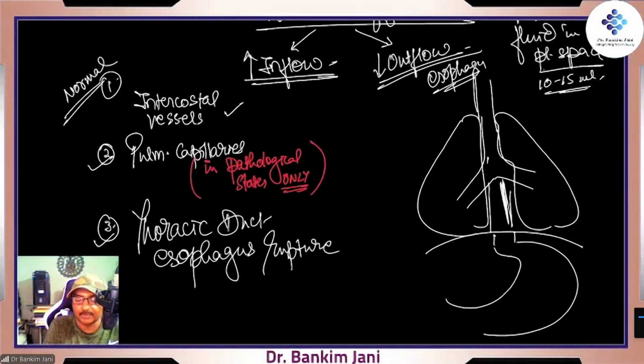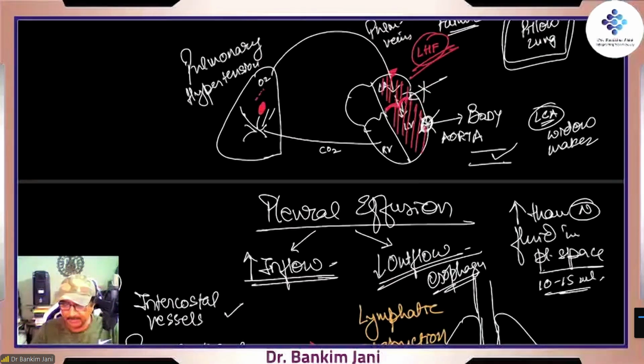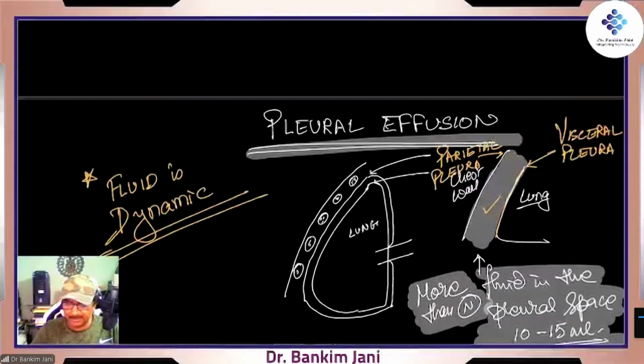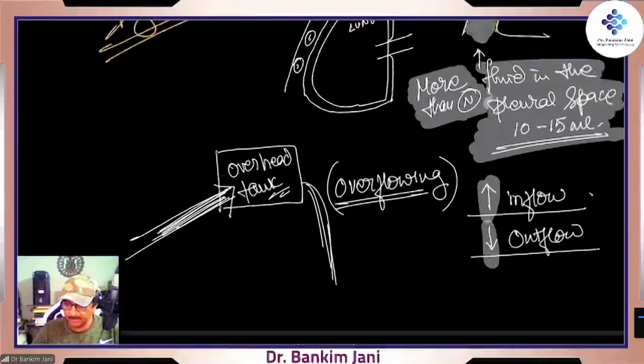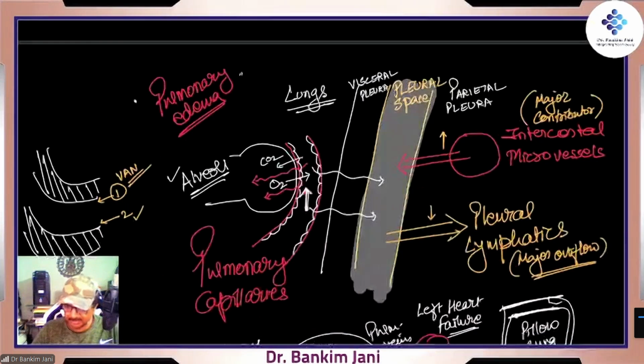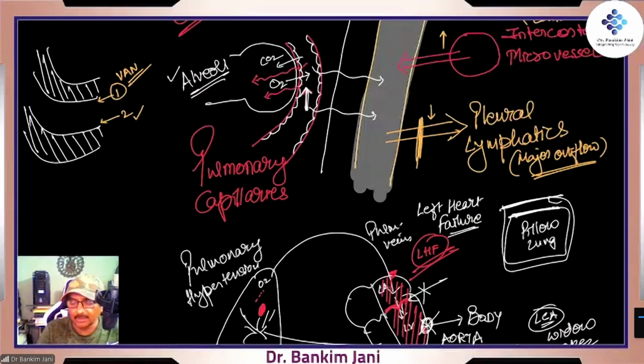Decreased outflow. In one word, lymphatic obstruction. So it means, look at this, the lymph which is getting carried out. What if here is a block? In a wash basin, there is one space from where the water goes. There we put a block. Same thing. Outflow is blocked.